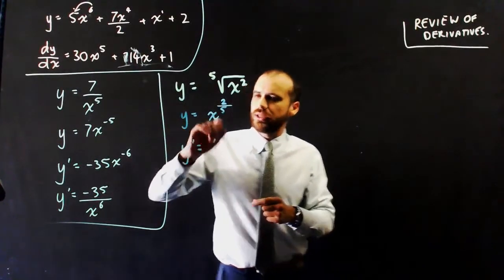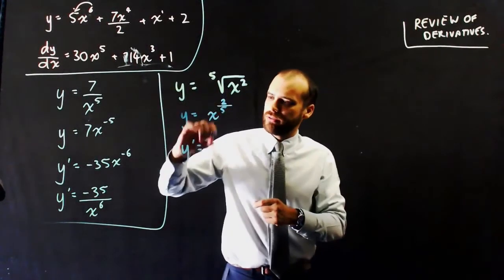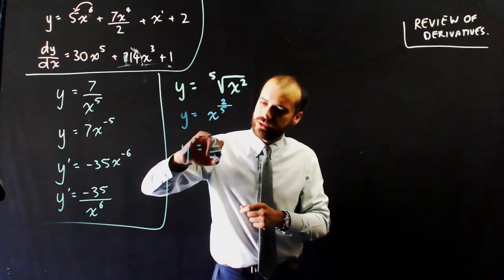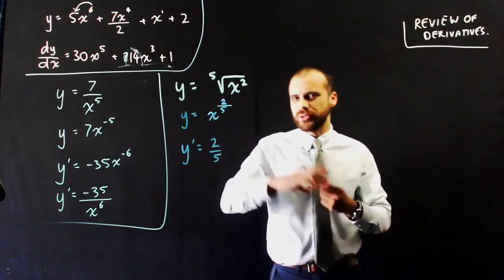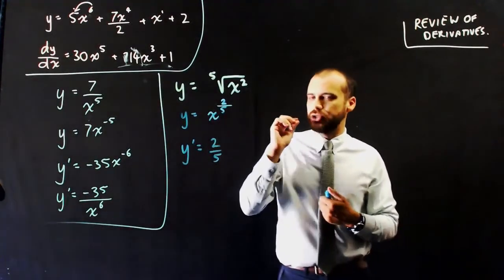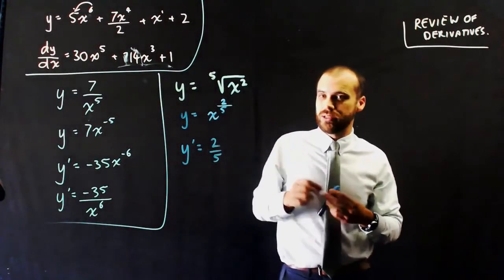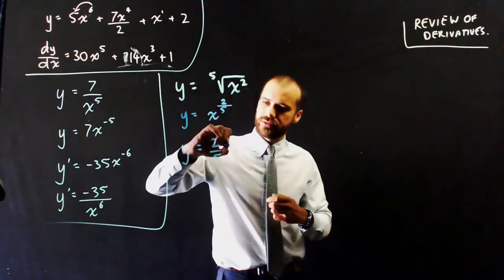Y dash equals the power comes out the front, so 2/5 comes out the front, and then you decrease the power by 1. You can do it on your calculator. 2/5 minus 1 is negative 3/5.